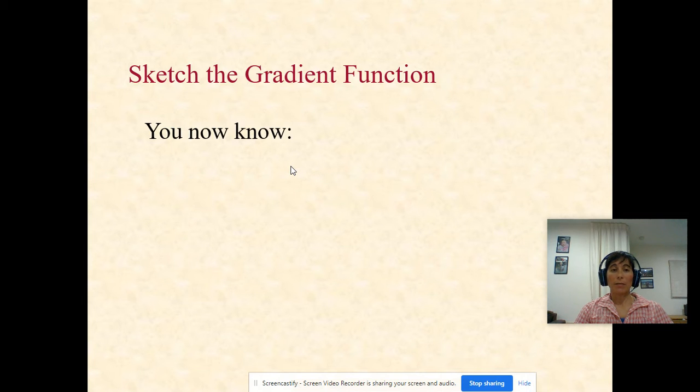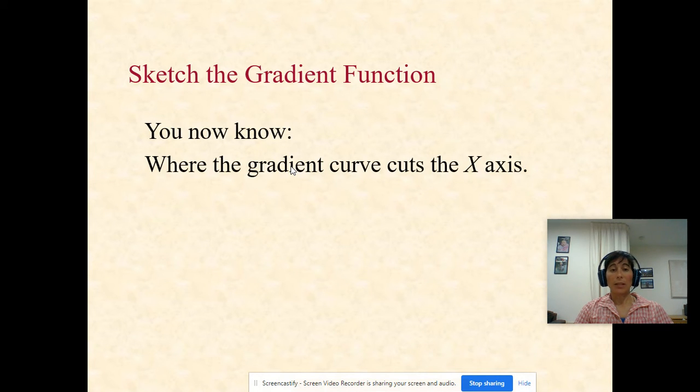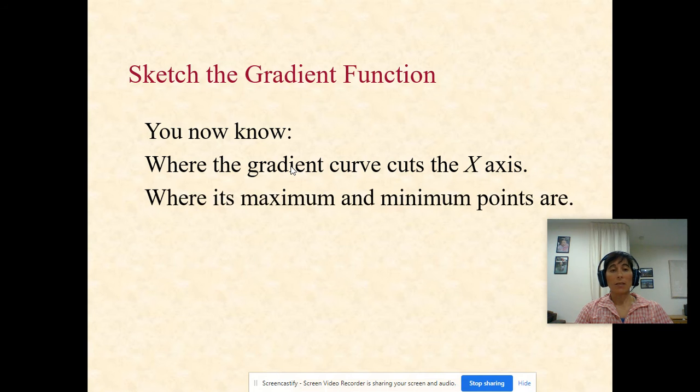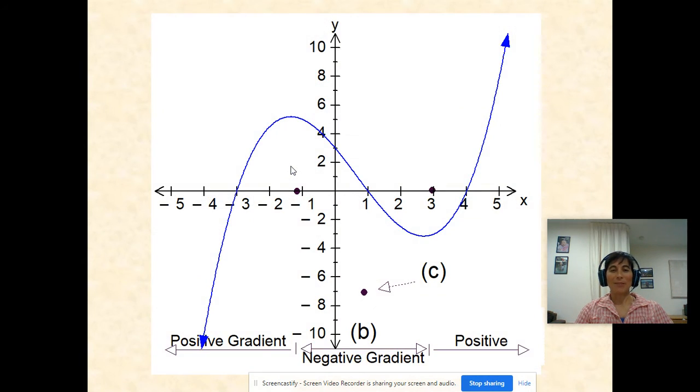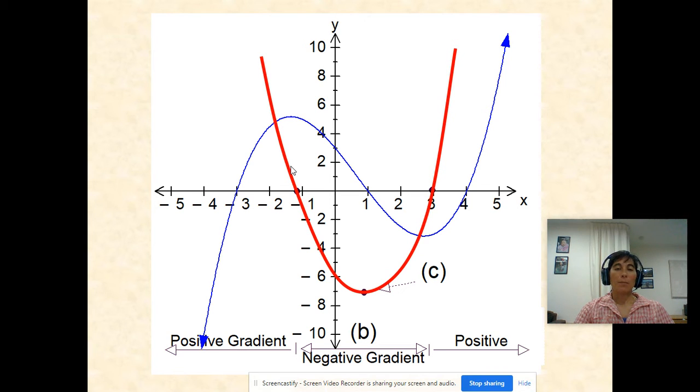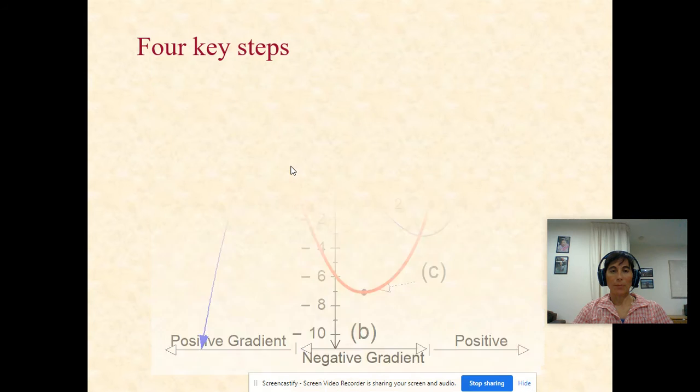Sketch the gradient curve. So you now know where the gradient curve cuts the x-axis, where its maximum and minimum points are. So what are you waiting for? Bear in mind from last year we talked about this is just a sketch, and that the actual gradient value that you would be reading off a graph would just be an estimate of some sort, and we spoke about that last year in detail.